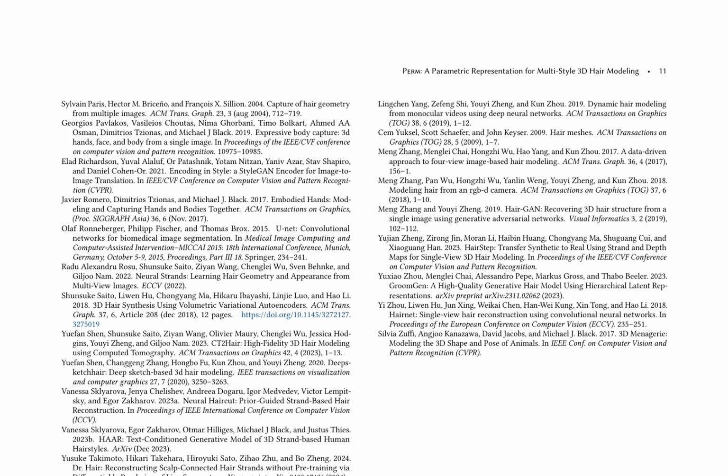They also reference studies on embodied hands, U-Net convolutional networks for biomedical image segmentation, and neural strands for learning hair geometry and appearance. The paper highlights the importance of 3D hair synthesis using volumetric variational autoencoders, CT2Hair for high-fidelity 3D hair modeling, and DeepSketchHair for deep sketch-based 3D hair modeling.